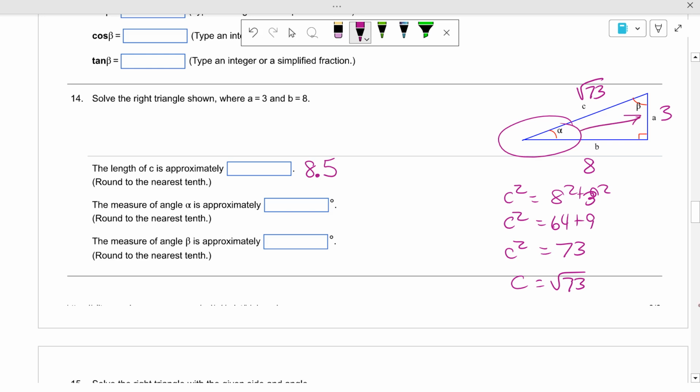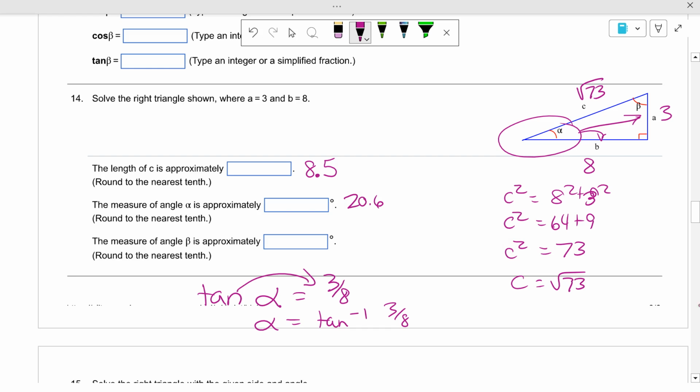I have an opposite side and an adjacent side that are really nice numbers. So what trig function is opposite adjacent? Tangent. So the tangent of angle alpha is the opposite side 3 over the adjacent side 8. So to figure it out, we need to move the tangent to the other side so it becomes the inverse tangent of 3/8. What's the inverse tangent of 3/8, to the nearest tenth? 20.6.